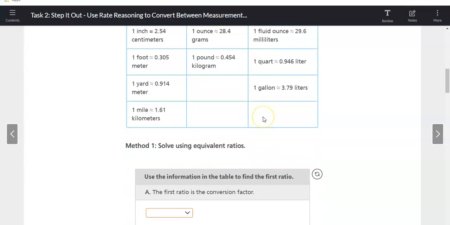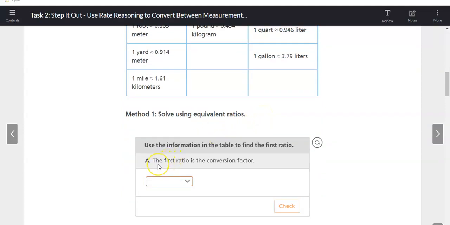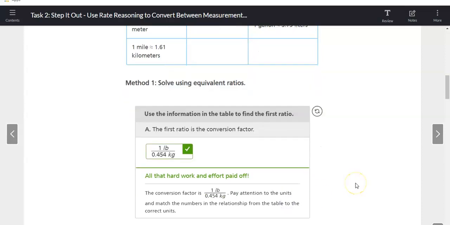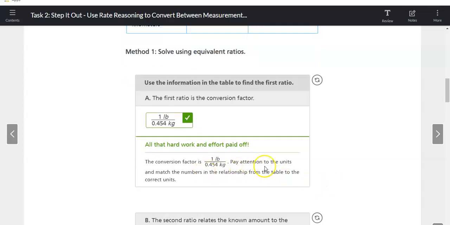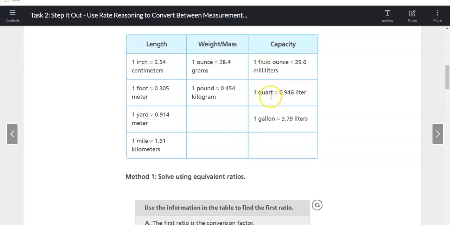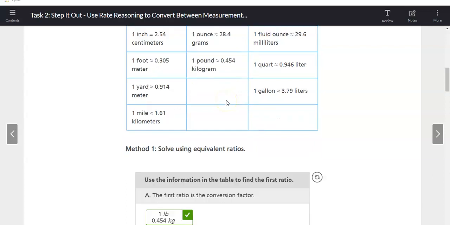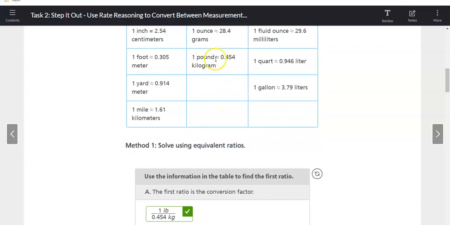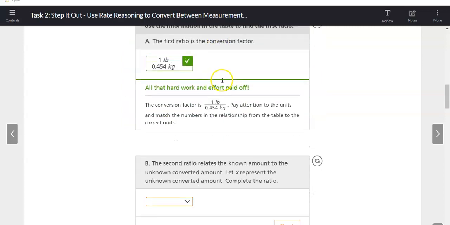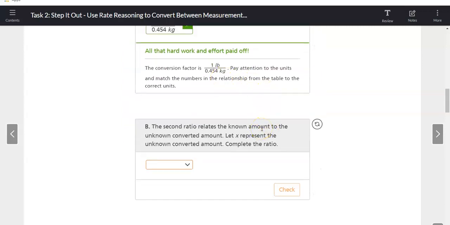So here's the conversion chart, and we're going to find the first ratio in the conversion factor. So we're going to say that 1 pound is that right there. It does say pay attention to the units and match the numbers in the relationship, because if we look at the conversion chart, 1 pound equals 0.45 kilograms. So you just have to make sure the labels go with the numbers. The second ratio relates the known amount to the unknown converted amount. Let X represent the unknown converted amount.